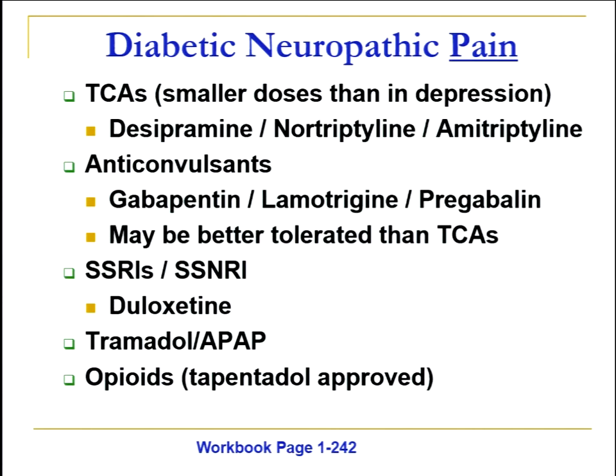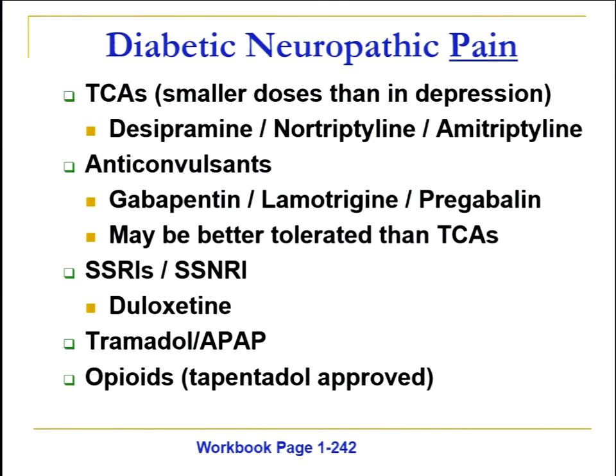But the tricyclic antidepressants, the TCAs, have been used for many, many years. Very effective, but a lot of side effects, particularly the anticholinergic side effects. Many of the anticonvulsants, particularly gabapentin and pregabalin, are used very frequently. Pregabalin is approved for the particular indication through the FDA. They may not be better than TCAs, but they are more tolerated than the TCAs. But even then, they're fraught with lots of side effects.